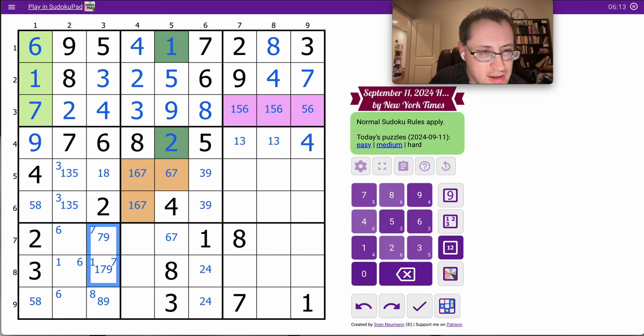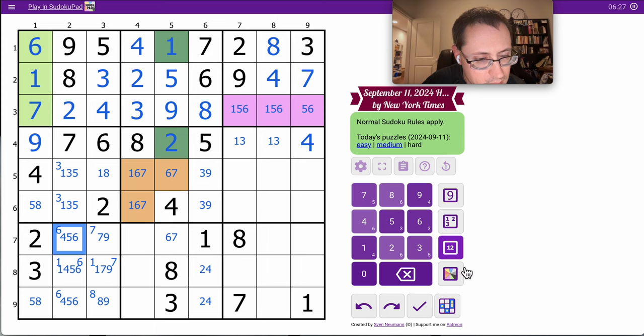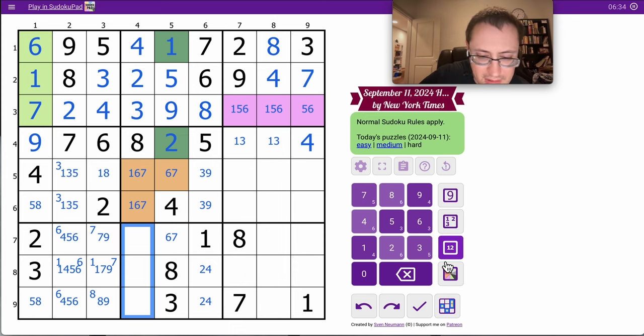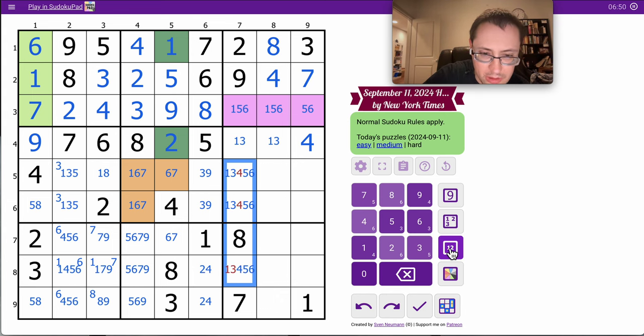2, 7, 8, 9. I need 1, 3, 4, 5, and 6. The rest of column 2. These can't be 1, 2, 3, 4, 8. They are from 5, 6, 7, 9. Two, seven, eight, nine. Okay, those are 1, 3, 4, 5, 6 to fill out column 7.